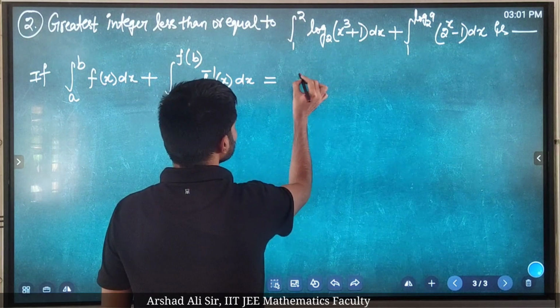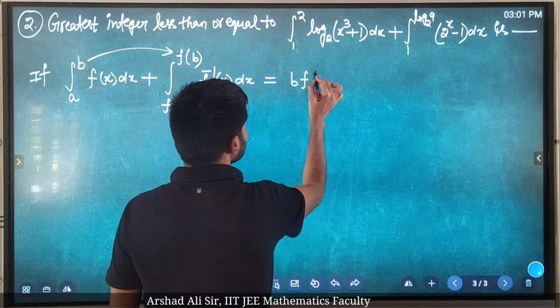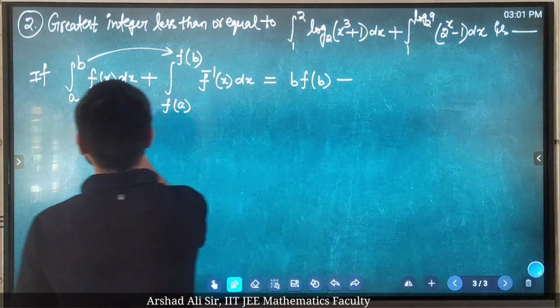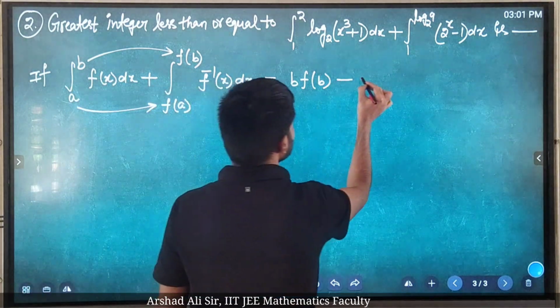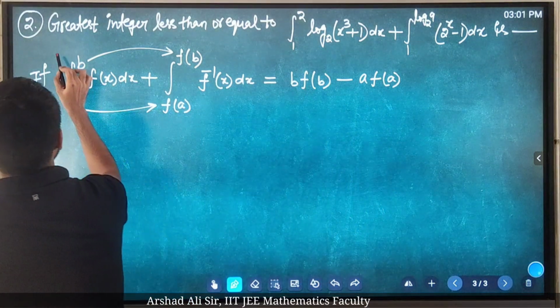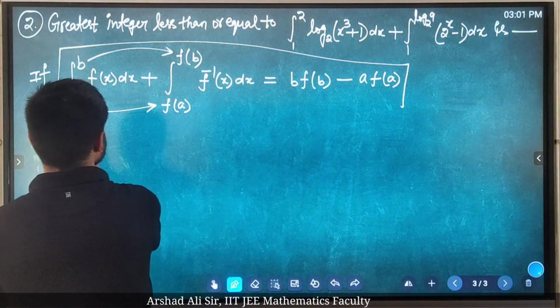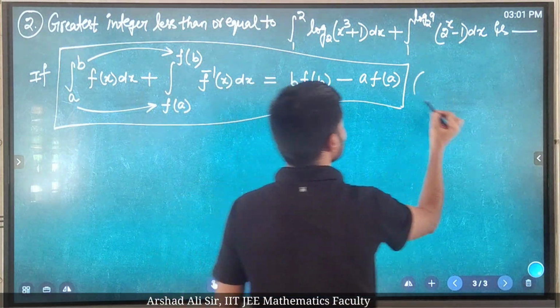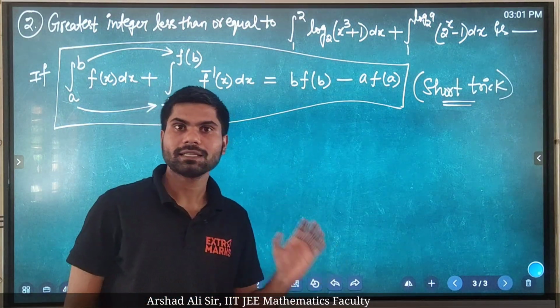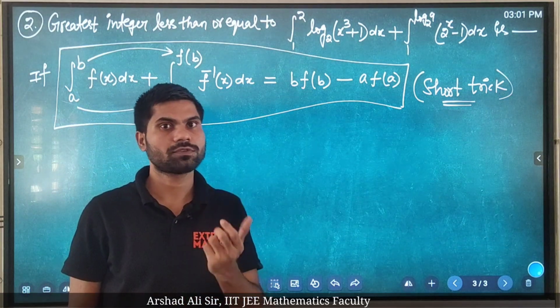The direct answer will be b multiplied by f of b minus a times f of a. So it will be the direct answer. Okay student, you can remember this method directly. You can say this one is a short trick. But before applying this trick, we must check whether the second function is the inverse of the first function or not.